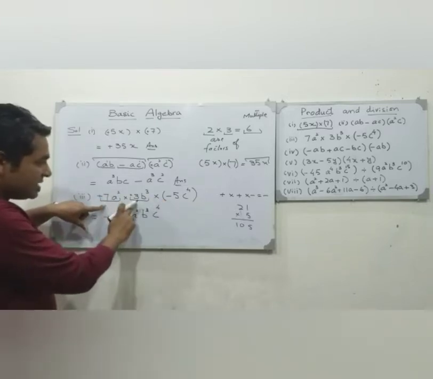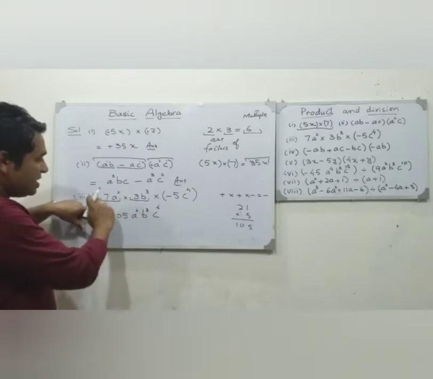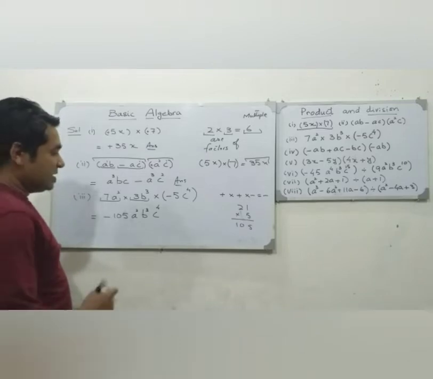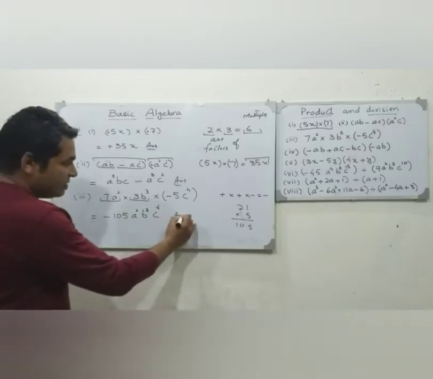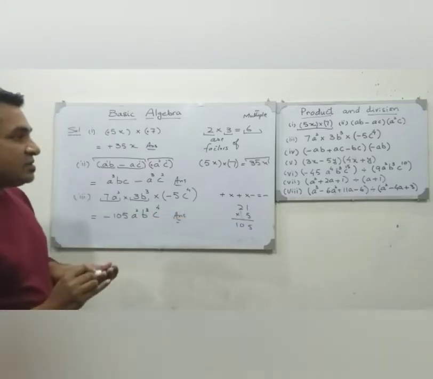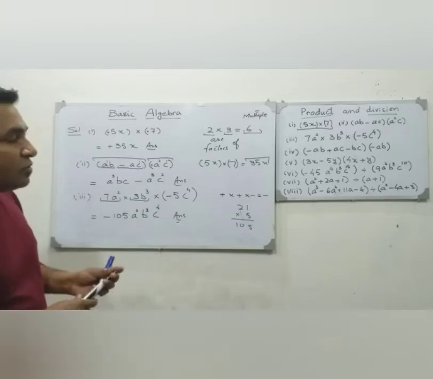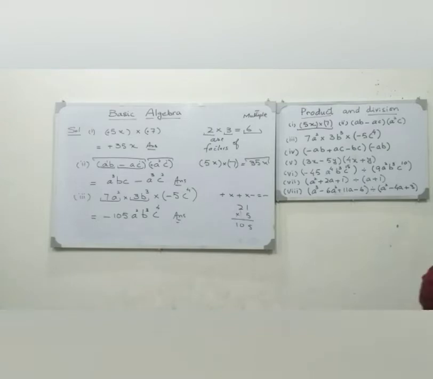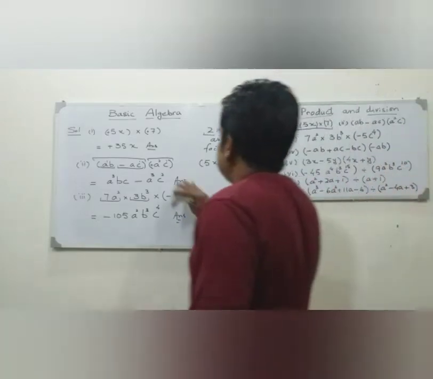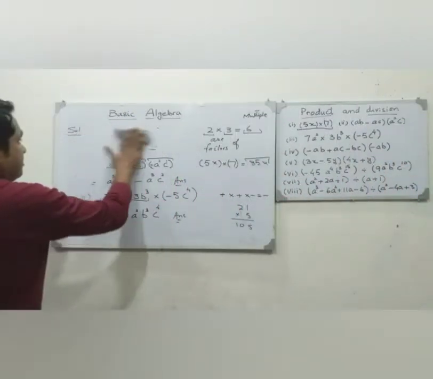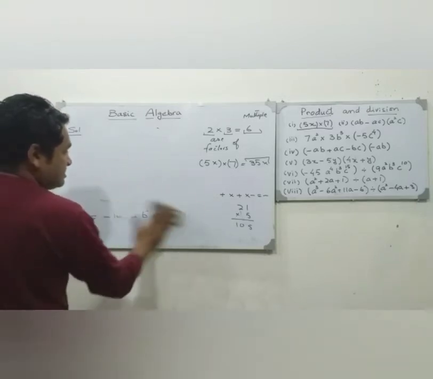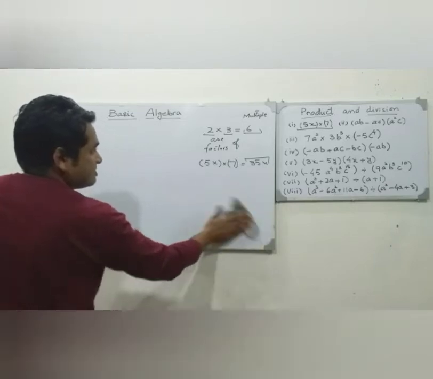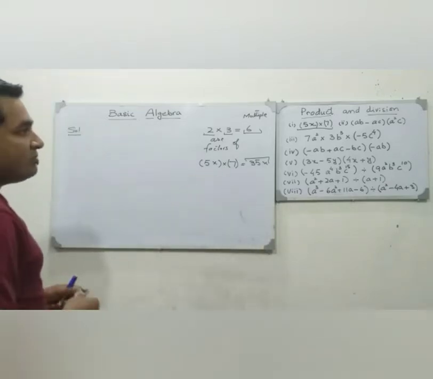So 7 threes are 21, and 21 times 5 is 105. So this is the answer of part number 3. Let's try now part number 4.